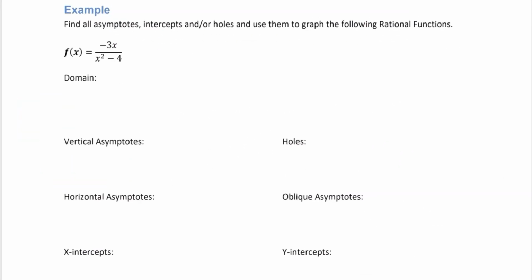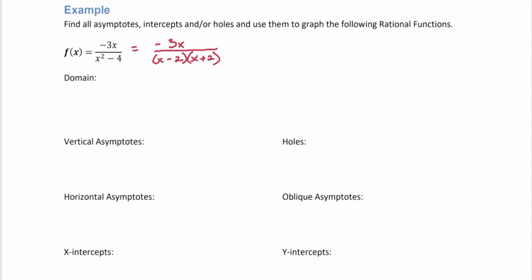Find all asymptotes, intercepts, and or holes and use them to graph the following rational function. We'll start out by factoring the denominator. The top doesn't need to be factored. Notice the denominator is a difference of squares. We can factor that as x minus 2 and x plus 2. This will help us find the domain.